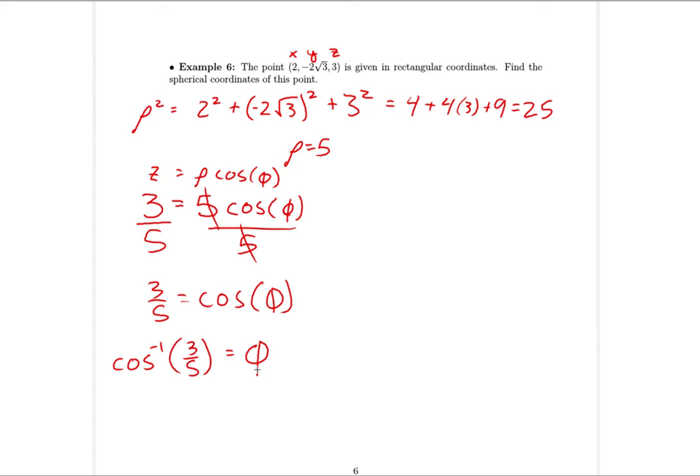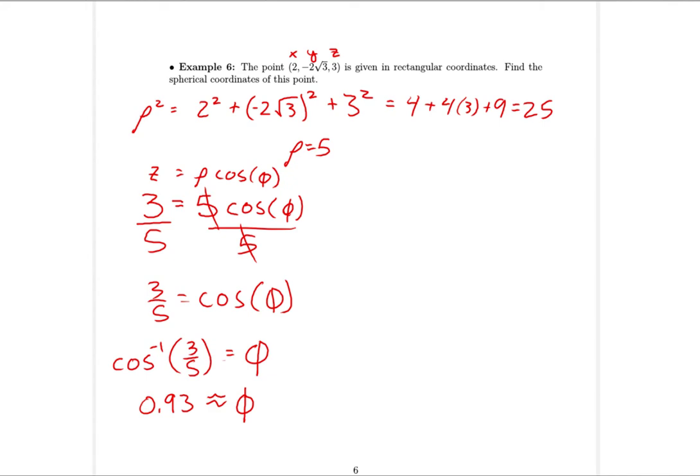All right, so I know that angle now. And by the way, the inverse cosine of 3/5 in radians is about, oh, I must be in degree mode, 0.93. Now, something that's important to note about phi is that you will only ever get values between 0 and pi for phi. So that's a requirement.